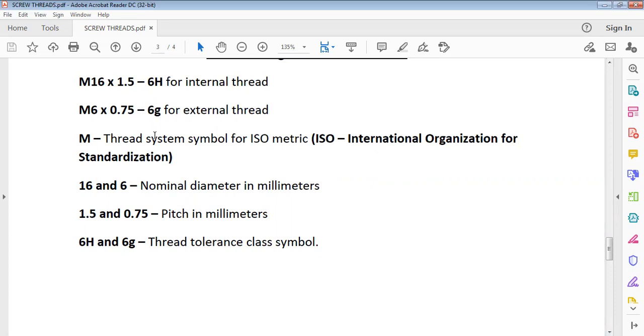So you need to pay attention to them so that you can be able to choose the correct answer and have a good grade. So this is the information that I decided to present to you when it comes to screw threads.